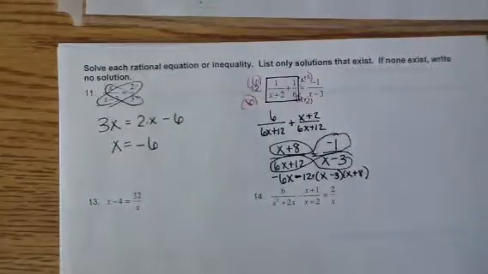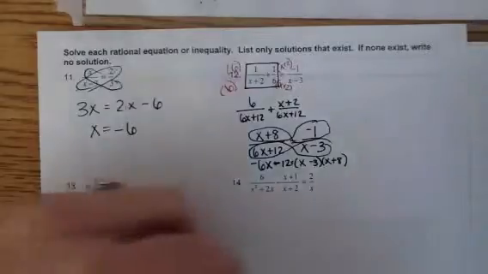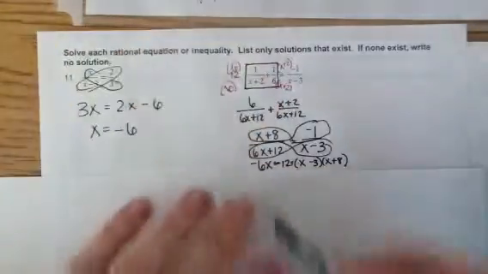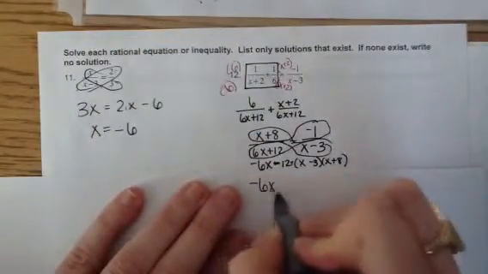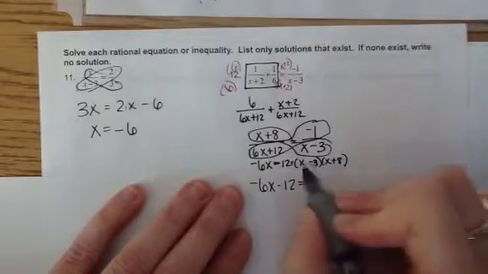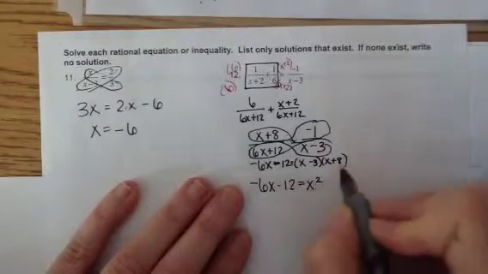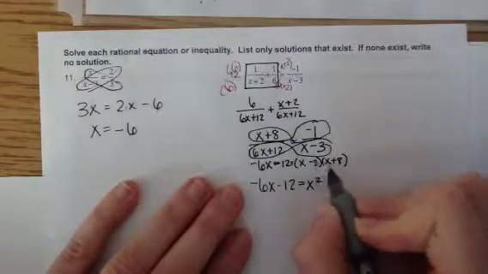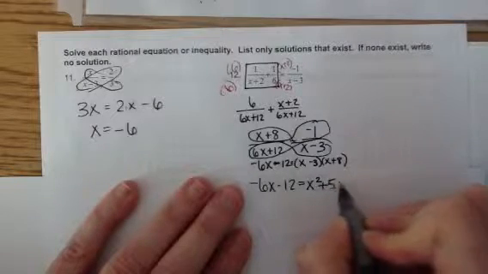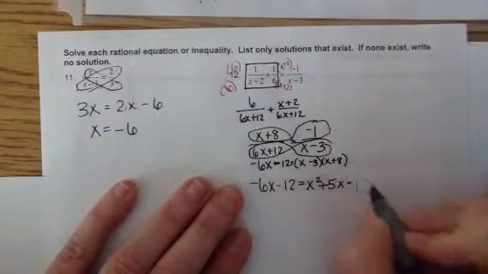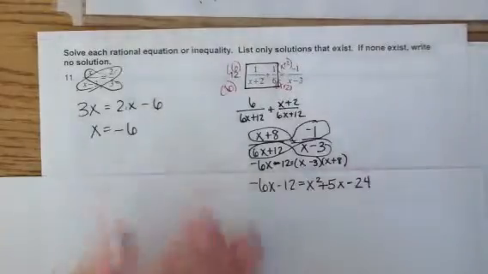It's x minus 3 times x plus 8. So we have a binomial times another binomial there. We're going to have to FOIL. So this is negative 6x minus 12 equals, we FOIL, we get x squared, an 8x, and a minus 3x, so a plus 5x. Negative 3 times 8, negative 24.